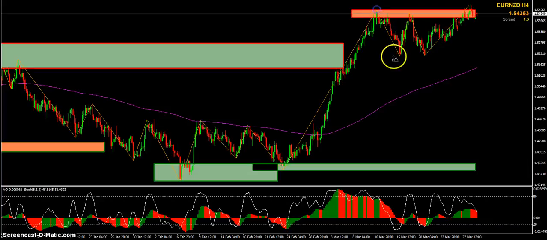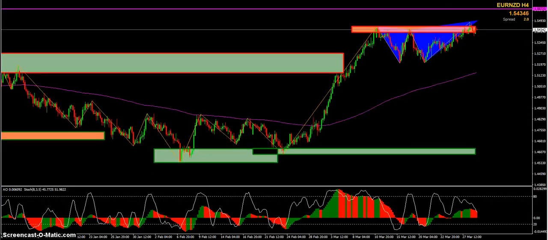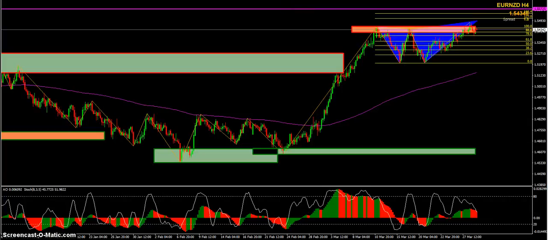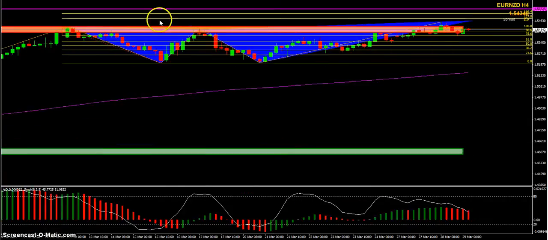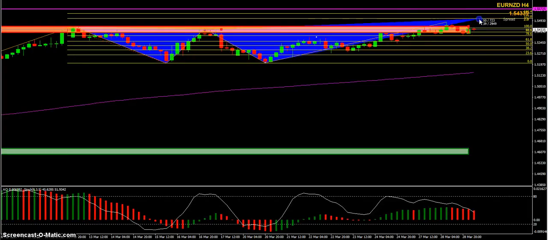So we go from X to A to B, and then we go from B to C and C to D. Now, how far do we think it's going to go? Well, what we do is we use our Fibonacci tool, and we can see it should pull back to about the 127 mark.